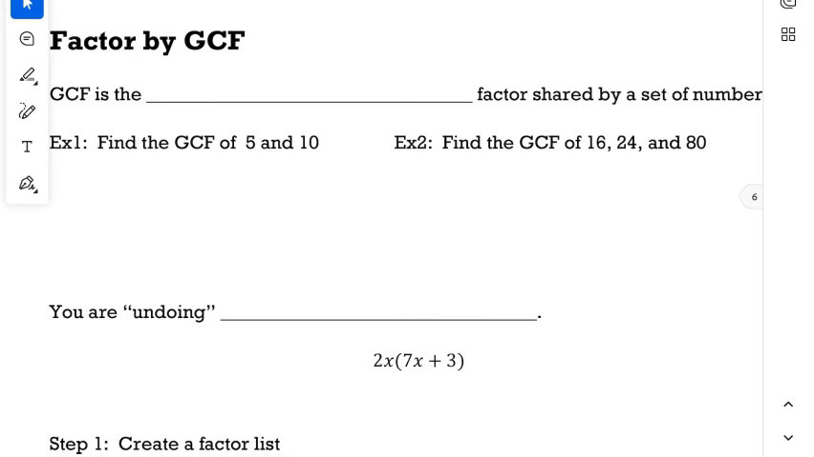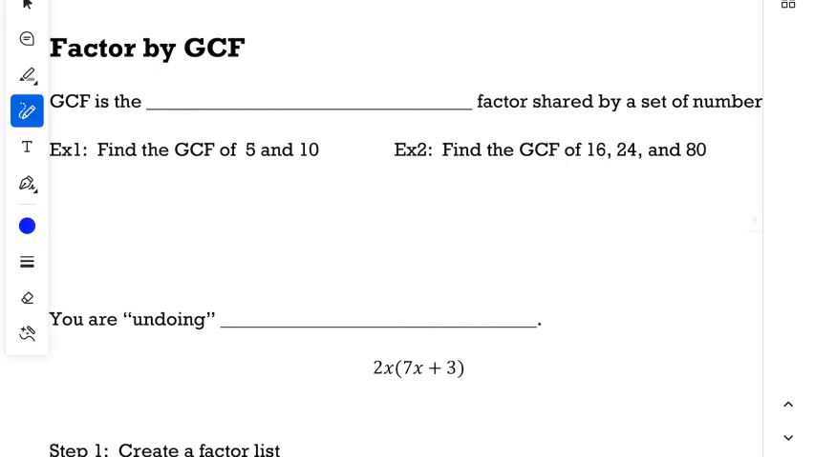Factor by GCF. We are factoring quadratics. GCF is greatest common factor. Oh, I guess I don't need "factor" because factor is already part of the stem.